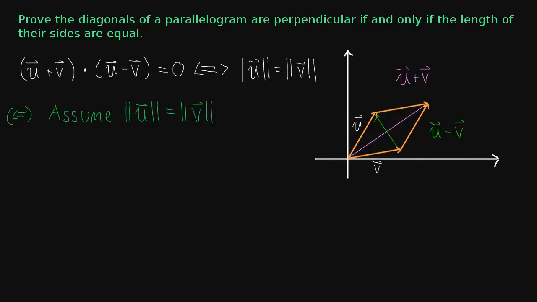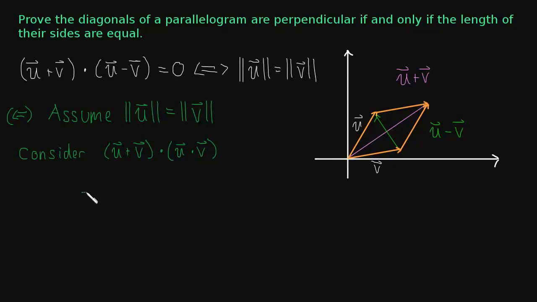Well, what I would do is I would say, okay, consider the dot product of u plus v dotted with u minus v. So the dot product of the diagonals. Now we're not going to say that this is equal to zero. We can't do that. That's what we're trying to prove. Well, we can just see what comes out when we take this dot product. We know that this dot product exists. We have two vectors. We can take their dot product. Okay, so let's do that.